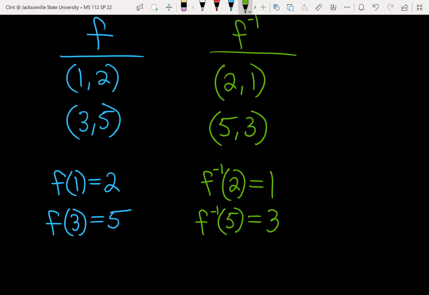So that's one good way of thinking about inverse functions, is that they just switch the x's and the y's around. Okay. X's and y's are like a mirror image. Okay.